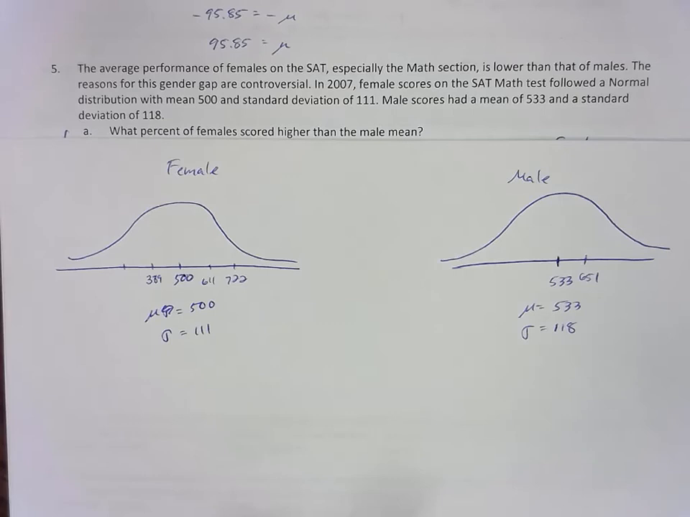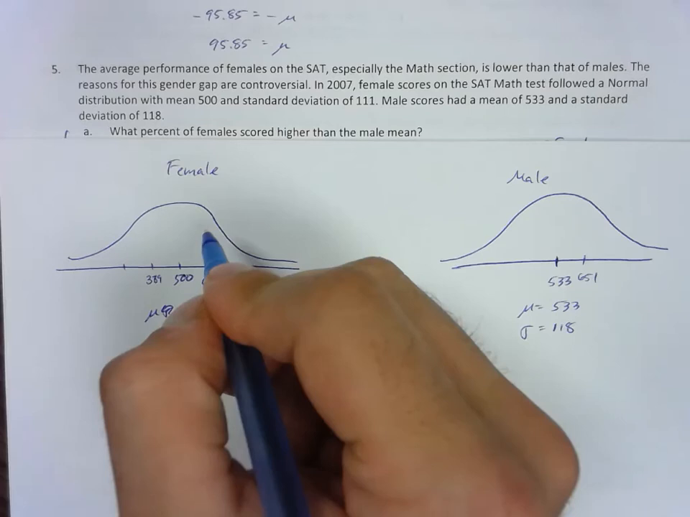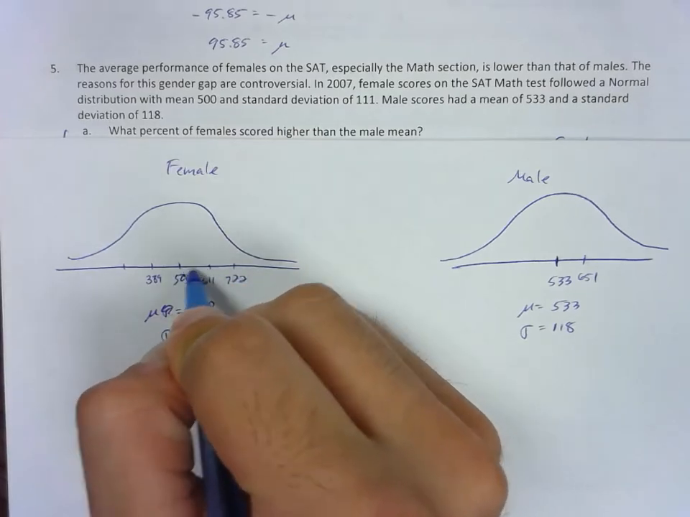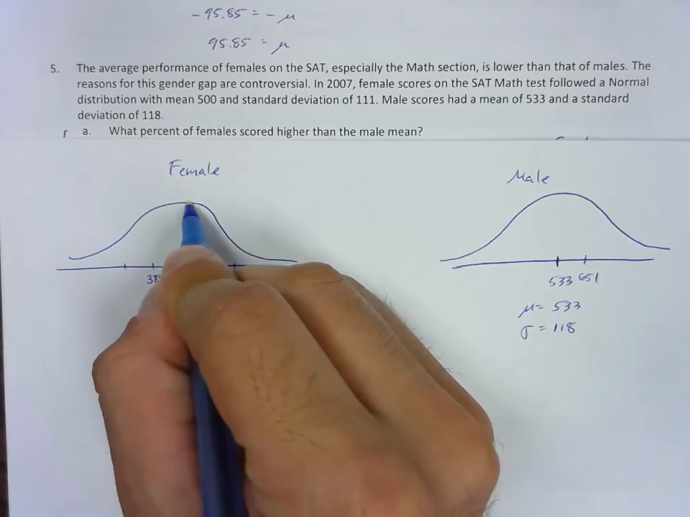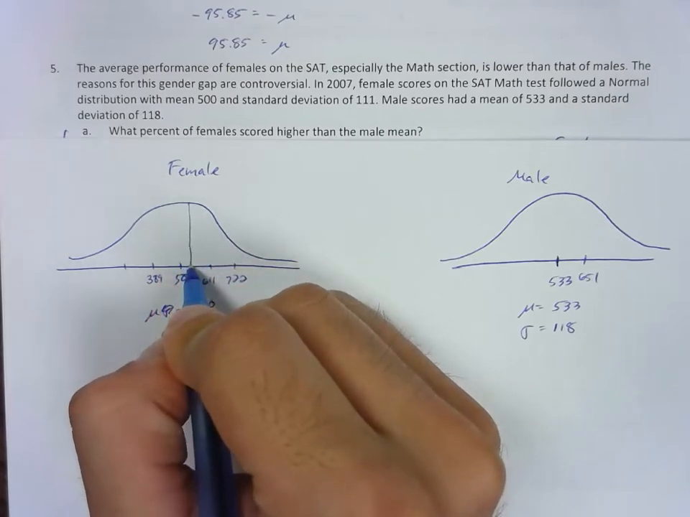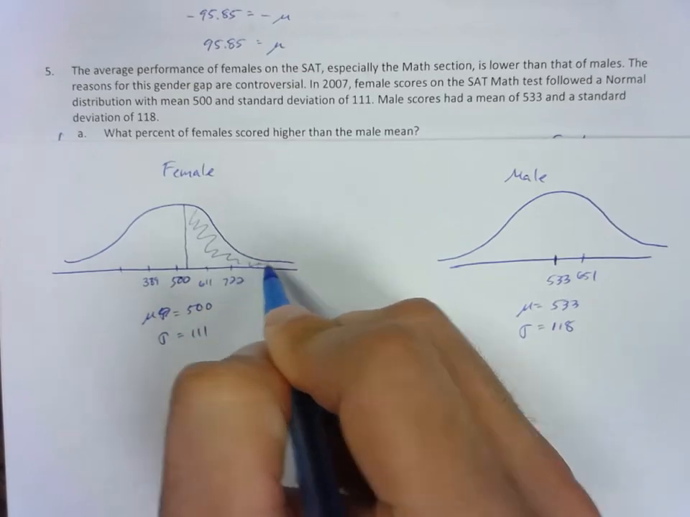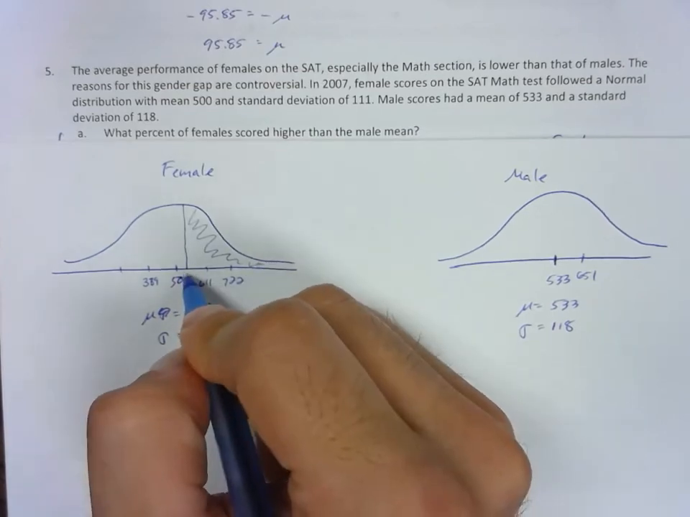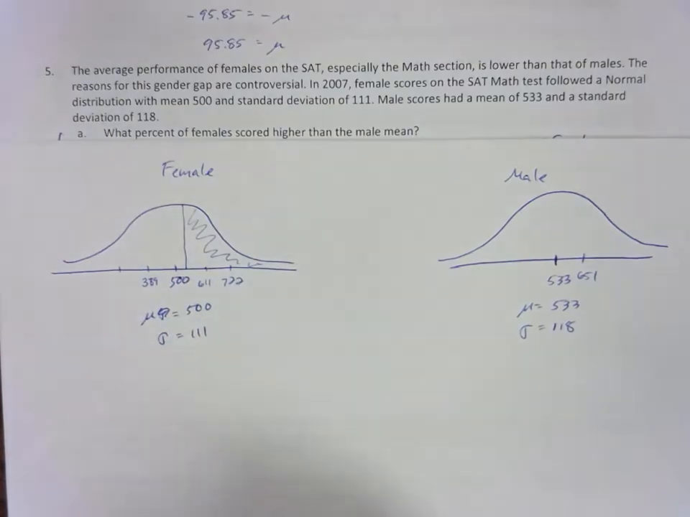Part A: what percent of females scored higher than the male mean? Well, the male mean is 533. So we want to know where 533 falls on the female distribution. So 533 would be somewhere, maybe about right there. We want to know what percent of females scored higher than the male mean. So we find the z-score, use our chart to find the percentile, and then subtract it from 100.